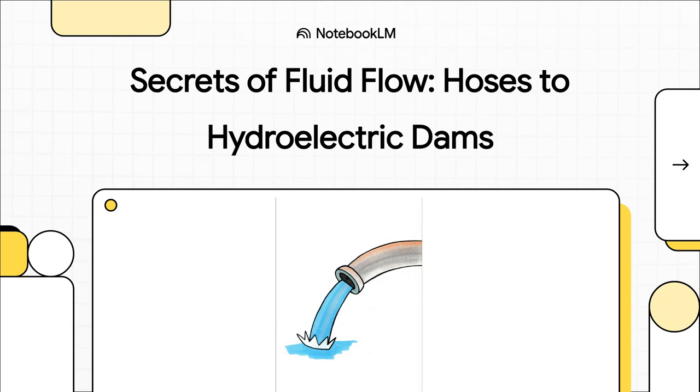Whether it's the water coming out of your kitchen tap or the air rushing past a jumbo jet, the way fluids move is all governed by just a handful of really elegant principles. It doesn't matter if we're talking about a simple garden hose or a massive hydroelectric dam. So today, we're going to dive in and uncover those secrets.